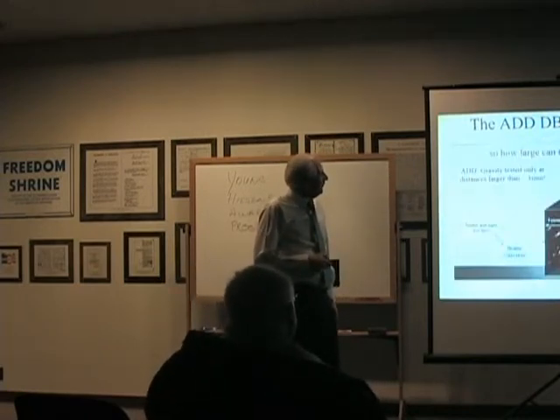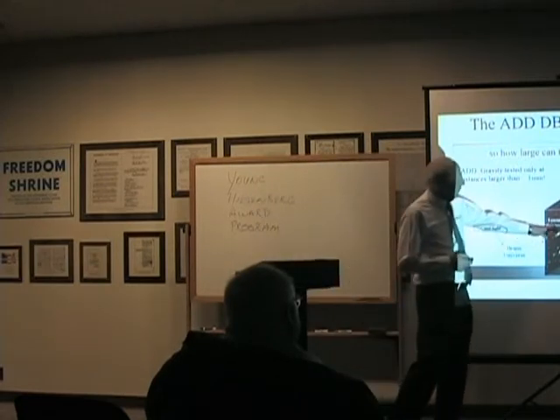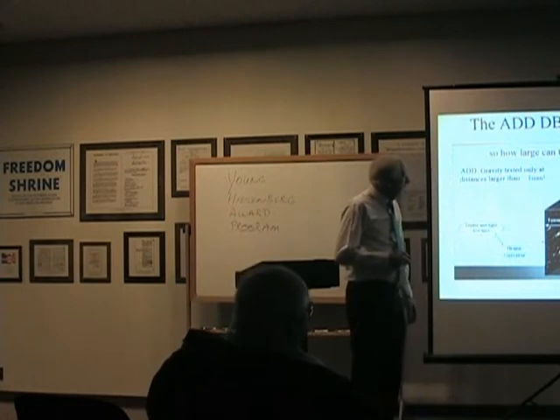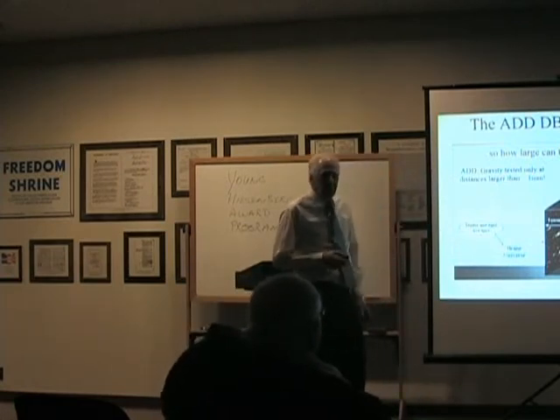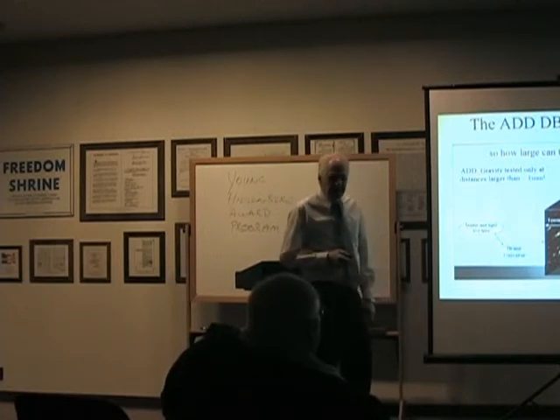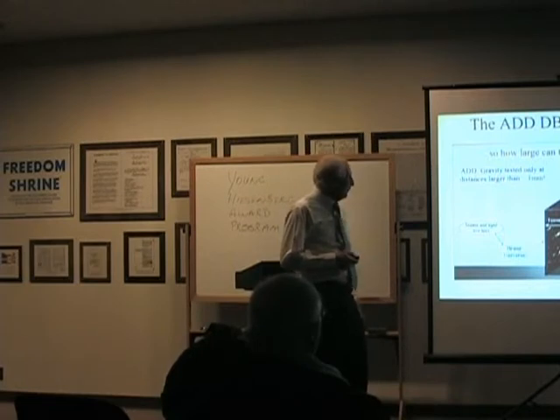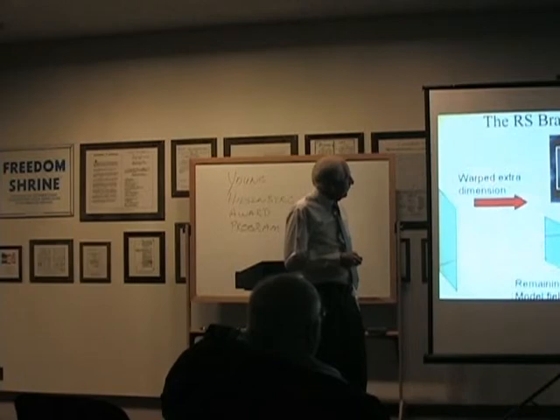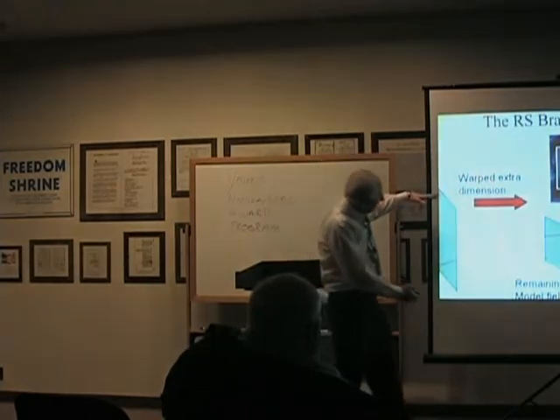But at any rate, this has this bulk to deal with, so it's really not small. It's 1 millimeter, relatively small to us, but compared to 10 to the minus 33 centimeters it is really very large. So the idea is that the gravitons leak off into this bulk, whereas the others are confined. Now in the RS brane universe, she has this idea of a warp.